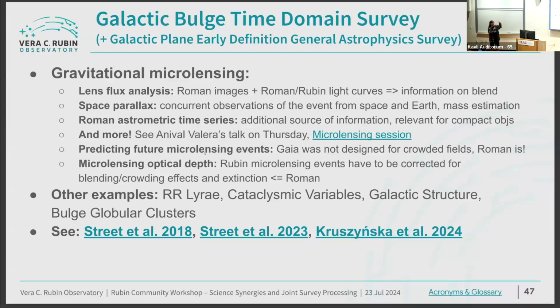There are several more science cases we can get out of Roman and Rubin synergies. For example, astrometric time series, which is a complex topic in the case of microlensing, but it gives us an additional data set which would possibly lead to, for example, detection of compact lenses, such as black holes. And there are many more intricacies going into that topic. I invite you to the Thursday morning microlensing session where Anibal Vara will talk in detail about how to optimize Roman and Rubin cadences for maximizing the scientific output.